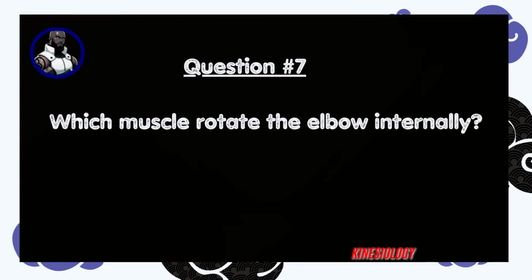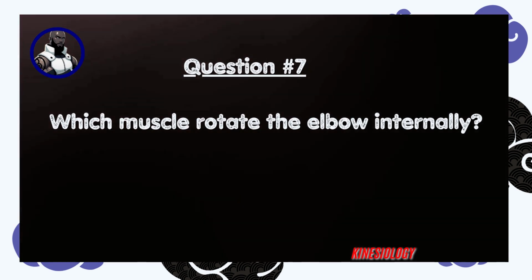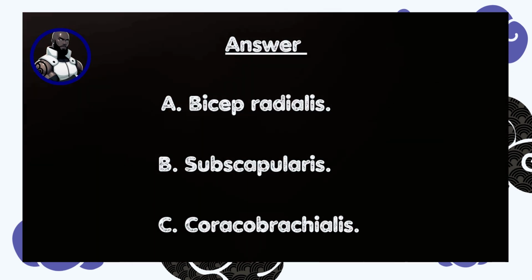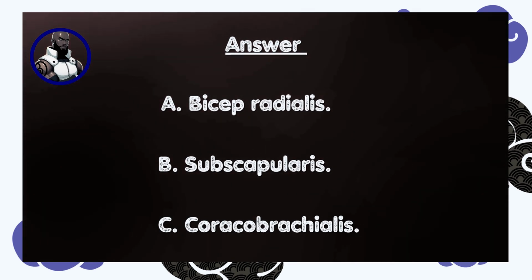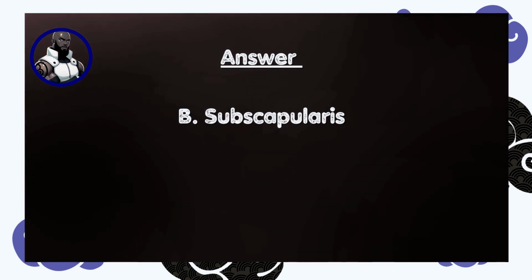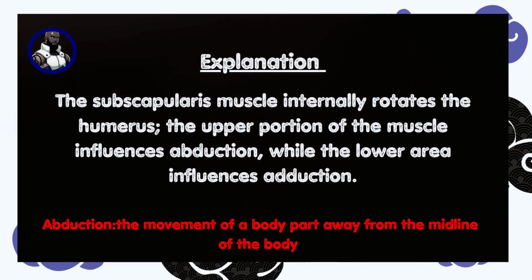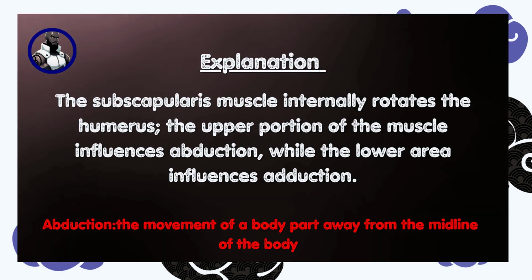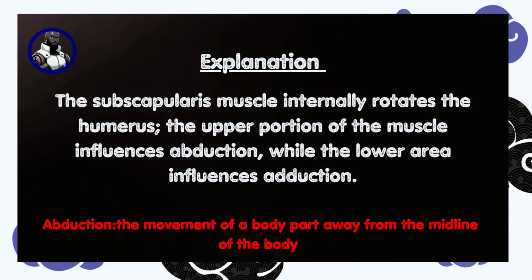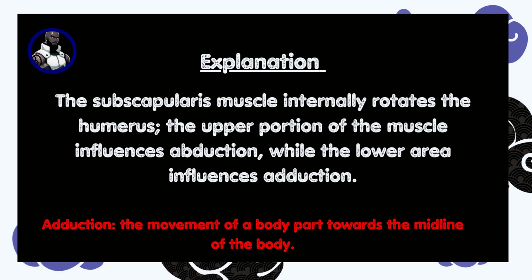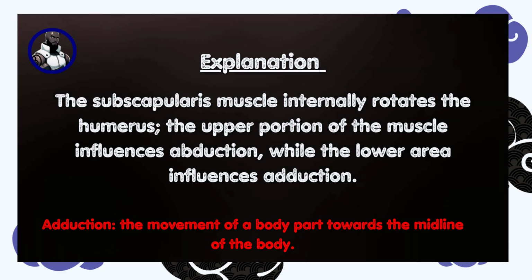Question number 7. Which muscle rotates the elbow internally? A. Brachioradialis, B. Subscapularis, C. Coracobrachialis. The answer is B. Subscapularis. Explanation: The subscapularis muscle internally rotates the humerus. The upper portion of the muscle influences abduction, while the lower area influences adduction.